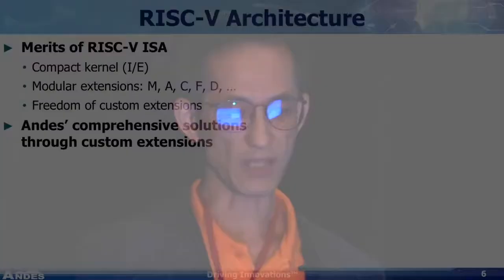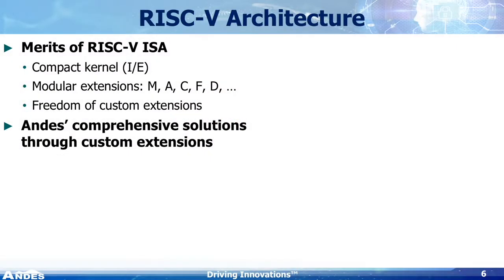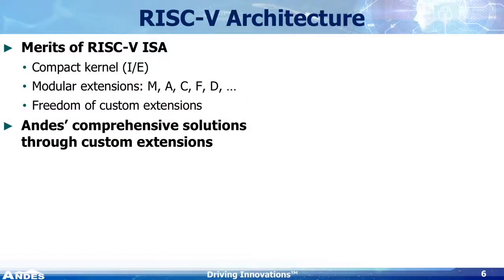So, AndeStar V5. From the previous speaker, we know that the RISC-V ISA, on the technical side, has the merit of being compact, with a very small kernel, and modular. You can add a lot of different extensions onto it. That's the standard extension. But the most important thing, I think, is the freedom of custom extension. You can add the instructions you need for your application, to speed up, to reduce power consumption, and so on. And this comprehensive solution is all based on custom extension.